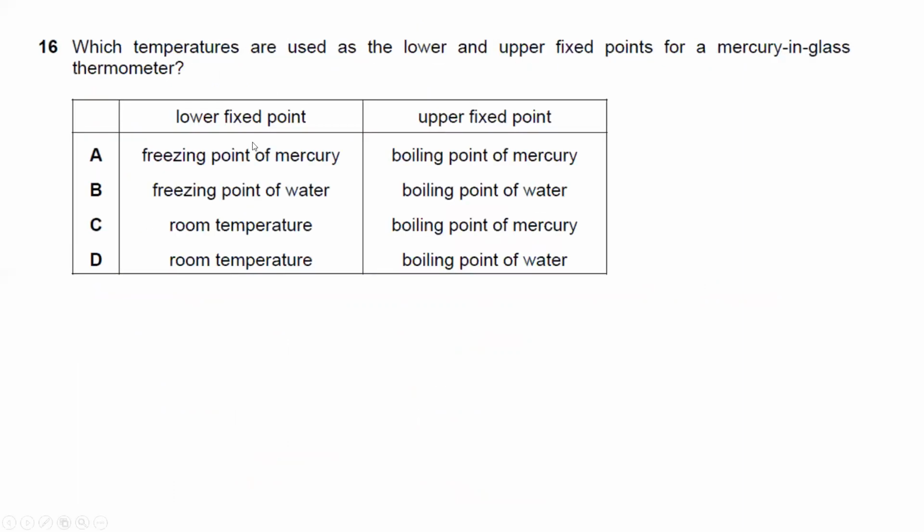Next question. Question number 16. It says which temperatures are used as lower and upper fixed points for a mercury in glass thermometer. So for a mercury in glass thermometer, upper fixed point is the boiling point of water, lower fixed point is the freezing point of water. So room temperature, no. Boiling point of water, yes. Boiling point of mercury, no. Freezing point of mercury, no. So answer B is the right choice we have.